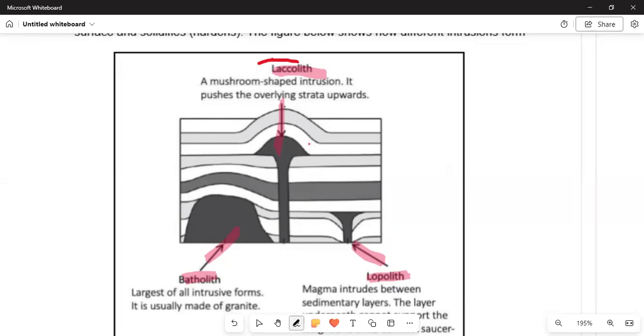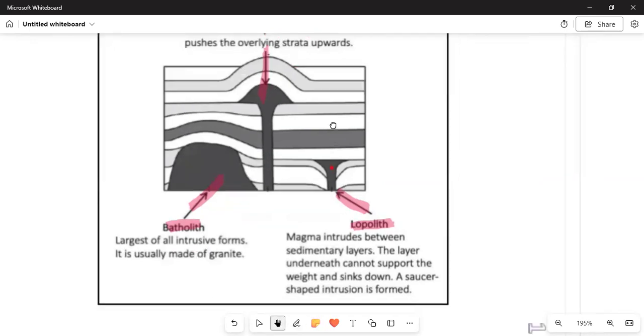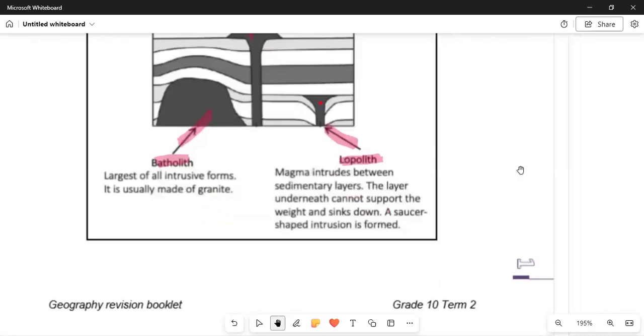You can see the density here. You need to identify these labelings, and then you need to know also their function. And then you can also identify the lopolith. So we are saying that the magma goes in just between the sedimentary layers. The layers underneath cannot support the weight and sink down. The saucer-shaped intrusion is formed at that part. So you need it, it is 9 marks.